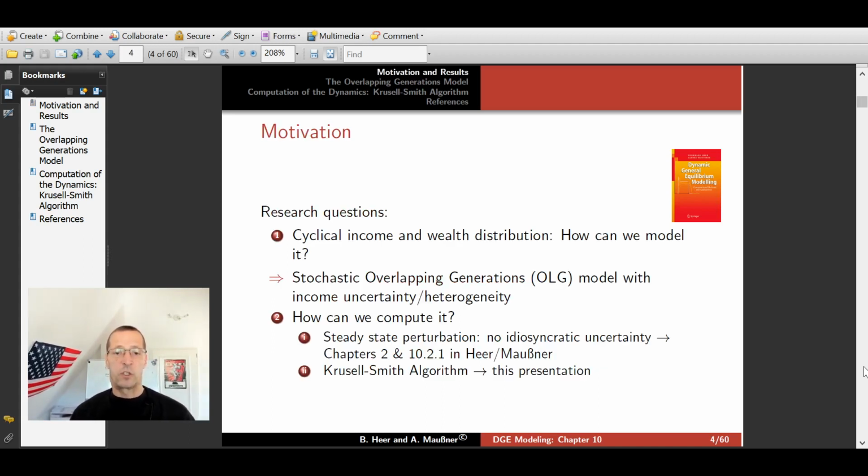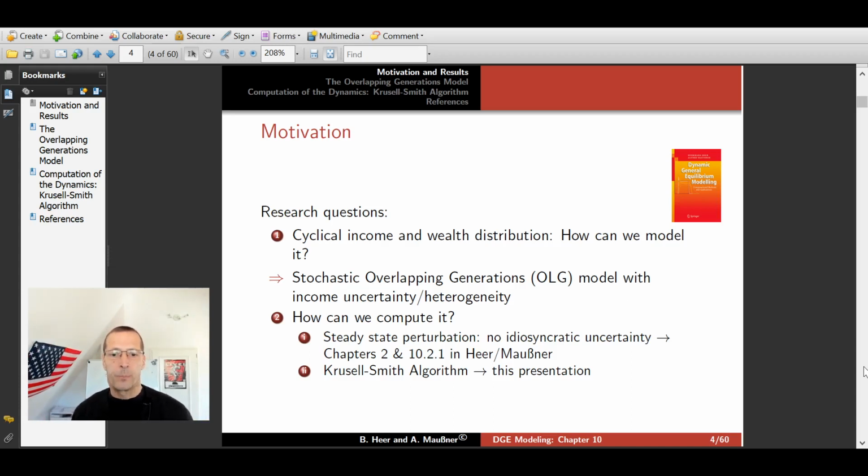So the research question which we consider is first cyclical income and wealth distribution. How can we model it? So therefore we need a stochastic overlapping generations model, because we have learned that the high inequality in the wealth distribution, well, it's much easier to explain it if you have life cycle savings in your model, and therefore you need finite lifetime. So people at age 50, for example, have much higher wealth than people at age 20 or 25 or 30. And to model this, you of course need finite lifetime.